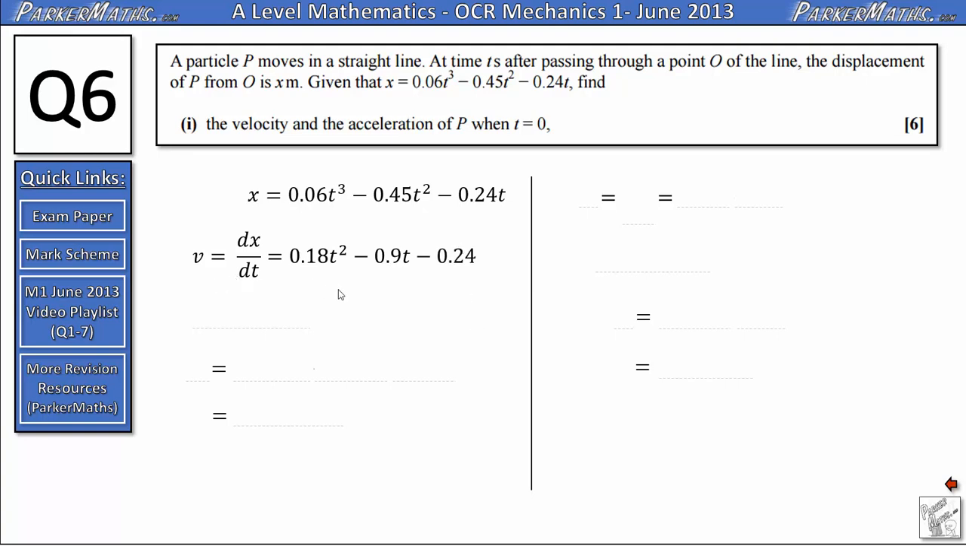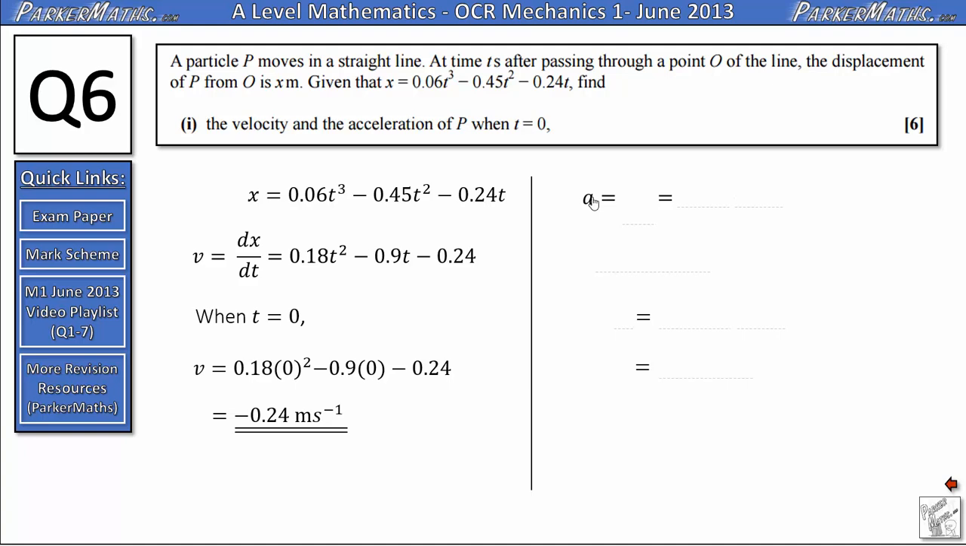Now that we have our expression for velocity, we need to find the value when t equals 0. So all we've got to do is substitute in t equals 0. So we get v equals 0.18 times 0 squared minus 0.9 times 0 minus 0.24. The first two terms will disappear because we're multiplying by 0, leaving us velocity equals minus 0.24 meters per second.